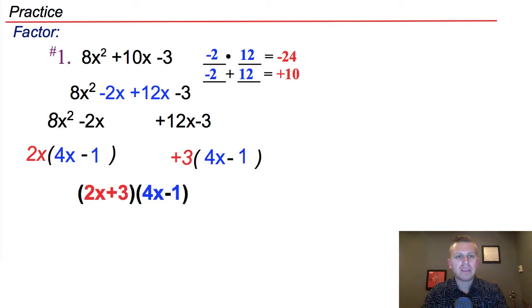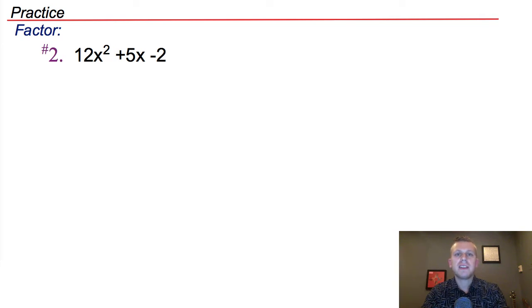If I want to check this solution to see that it's correct, all you have to do is double distribute or FOIL, and you can see that this factored form is equivalent to this standard form. Let's try another example. See if you can factor this trinomial expression.